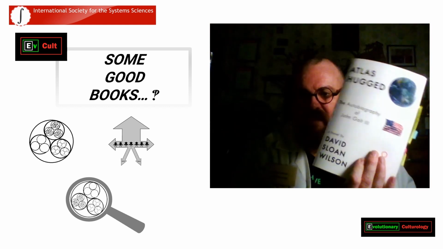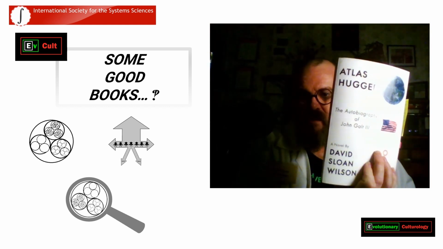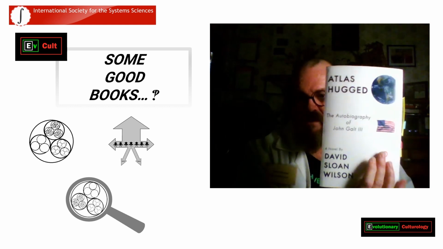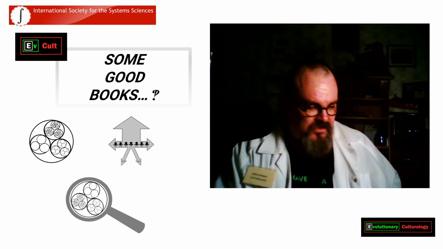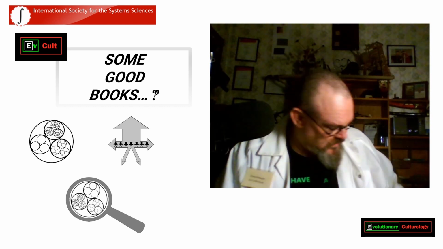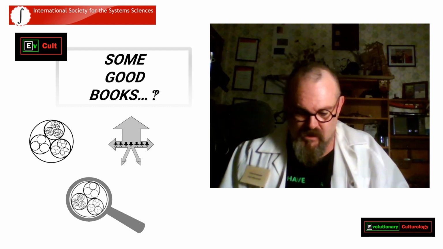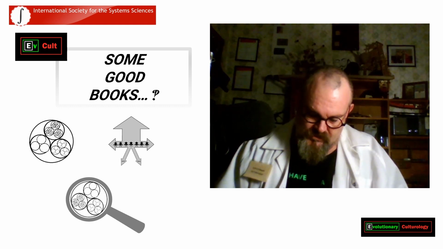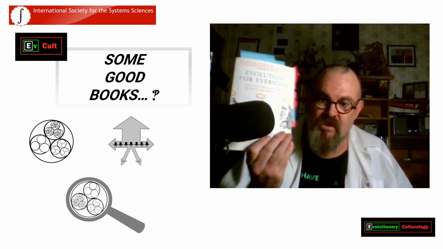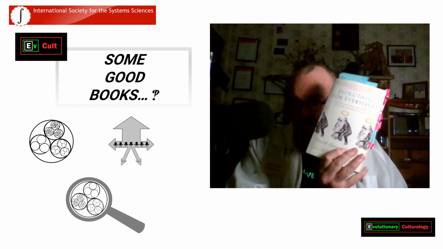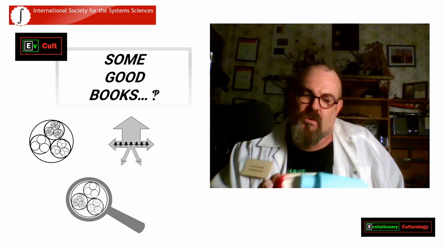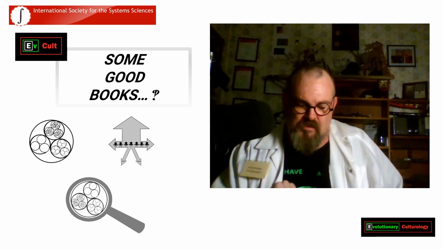David Sloan Wilson's Atlas Hugged. I did a review of that, and I did an interview with David, 101 questions on Atlas Hugged. All about altruism and pro-sociality, cooperation, not so much selfish competition. There's another good one by David, Evolution for Everyone: How Darwin's Theory Can Change the Way We Think About Our Lives.